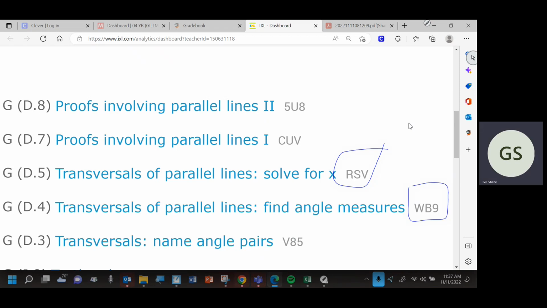So the two in the rectangles are the solving problems. Down here is just the naming. And again, these don't necessarily have parallel lines, but the names will still be the same. So, like I said, if you really, really have this one down already, you can jump into those two where you're solving problems. Do not worry about the ones with proofs yet. We haven't done anything with proofs on these figures.